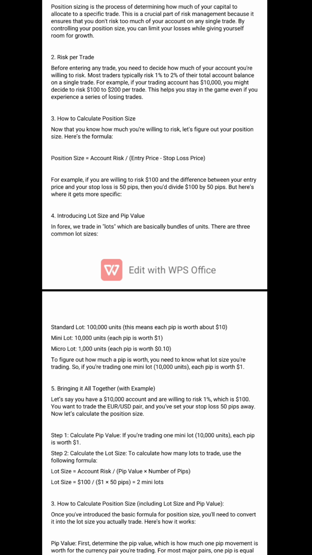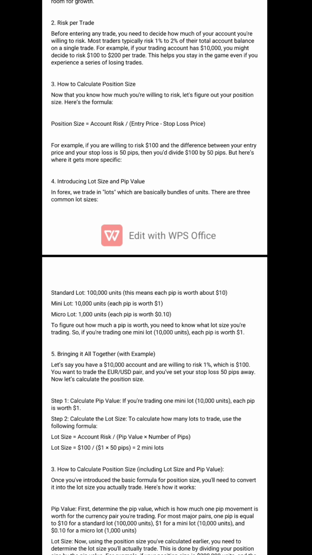Now that you know how much you are willing to risk, let's figure out your position size. Here's the formula. The position size equals the risk, let's say $100, over the entry level, where you enter the market, the price there, minus your stop loss price.